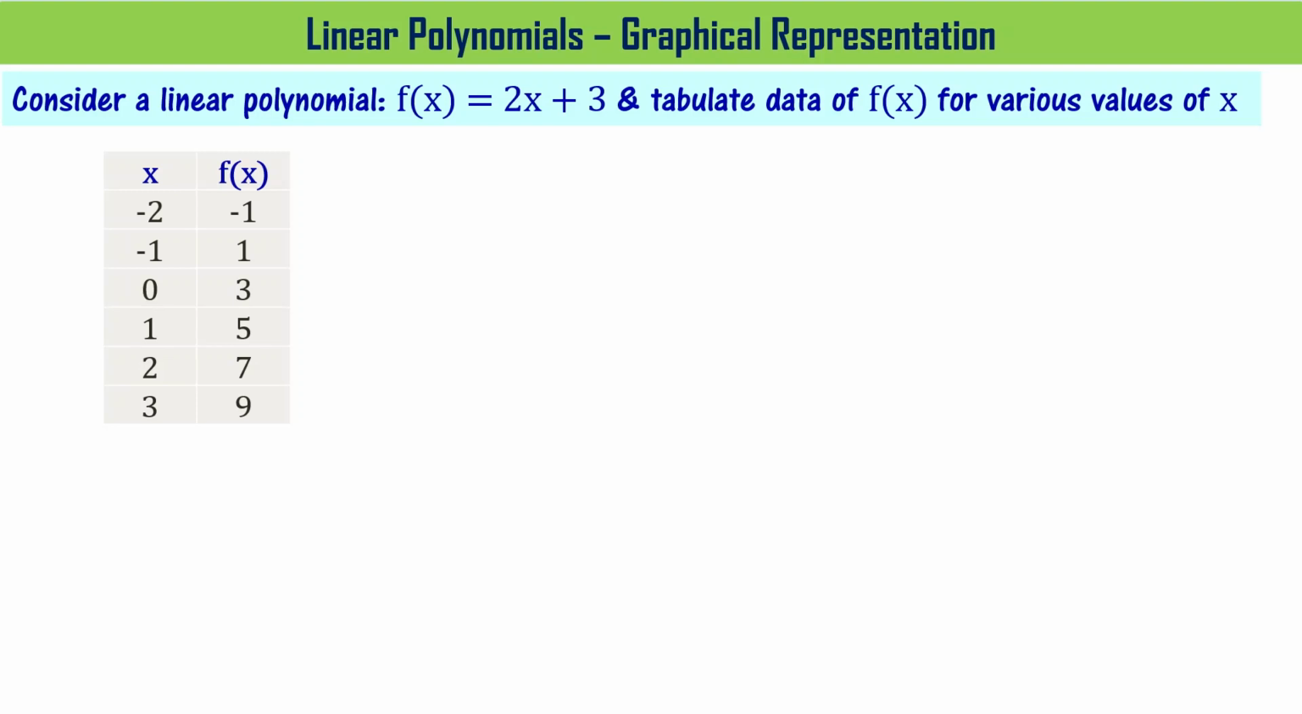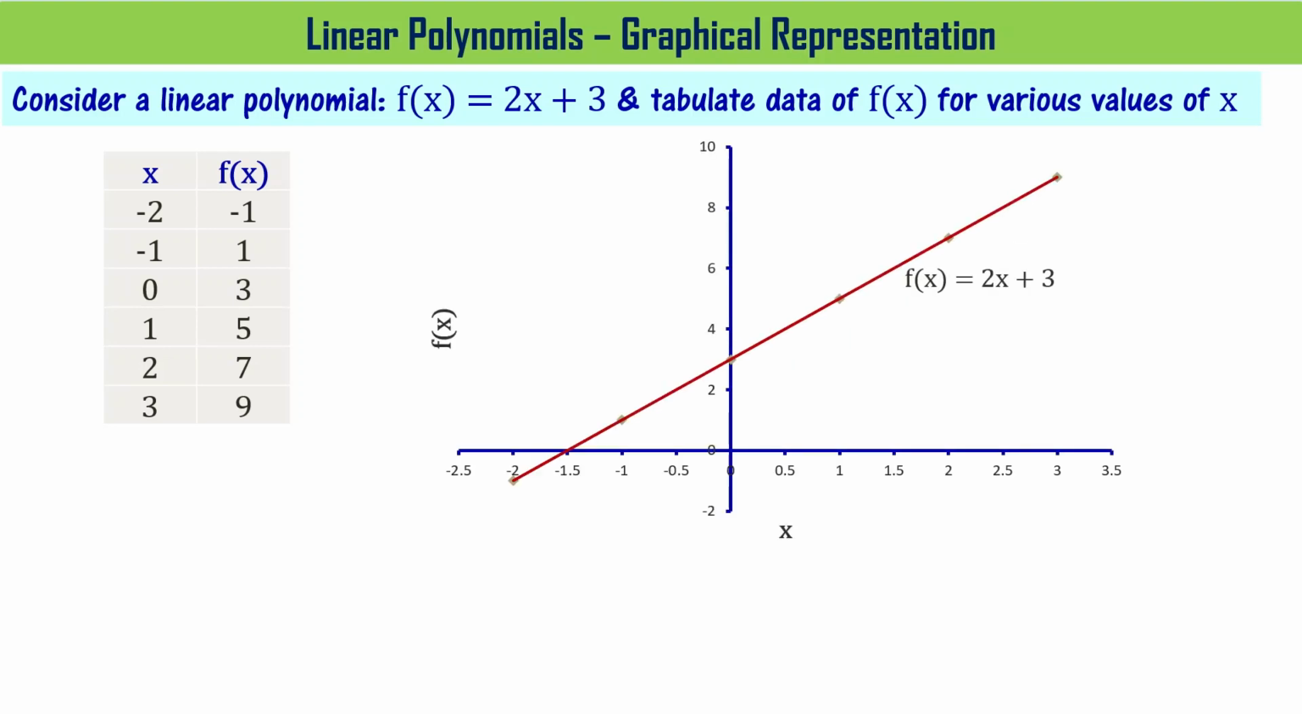When you tabulate all this data and plot them on a graph paper, you get a figure like this. F of x equal to 2x plus 3 is shown as a straight line in the red color. Please take a note of that. Please remember that the linear polynomial, when you plot it, you get a straight line.